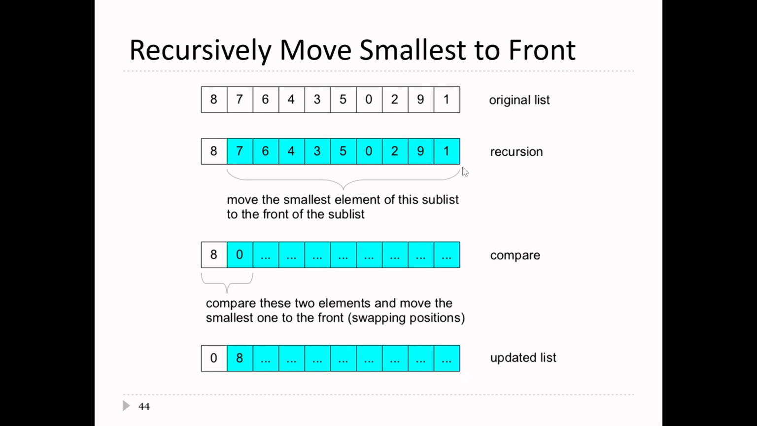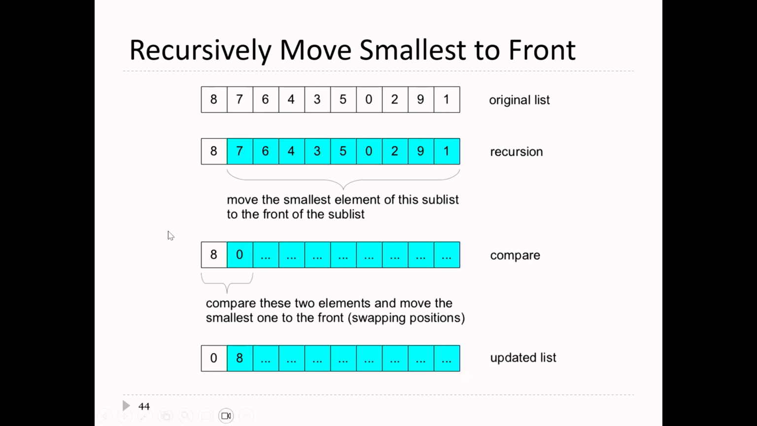What happens if I move the smallest element in that sublist, shown in blue, to the front of the list? Well, the 0 comes to the front of the blue list. Something happens to all of the other elements. I don't care, they're rearranged somehow. So what's the situation now? Well, I've got the 8 sitting here, the original first value. I have the smallest value in the blue list sitting here.